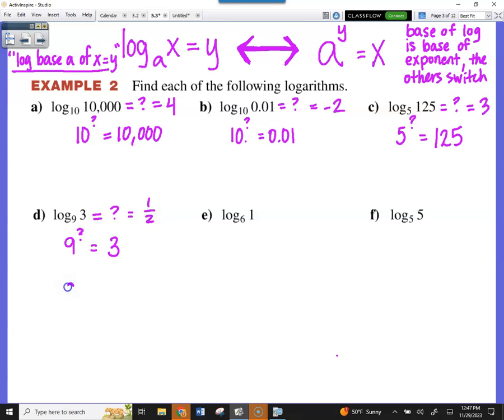If you need to see it, let me show you. 9 to the 1/2 is 3 because that is saying the square root of 9 to the first power, which is 3. Y'all try the next one.